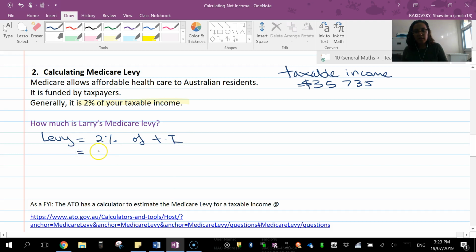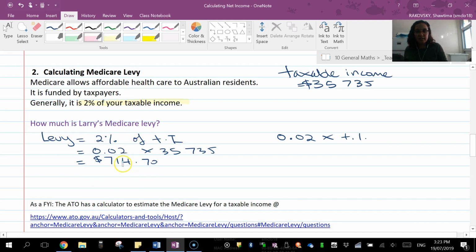And that's going to be, again, you can leave that as 2%, making sure that you put 2 and then the percentage button into your calculator, or if you're going to use decimal, it's going to be 0.02, and then times your taxable income. So that is 0.02 times $35,735, and that levy then is going to be $714.70. So now we have our Medicare levy.